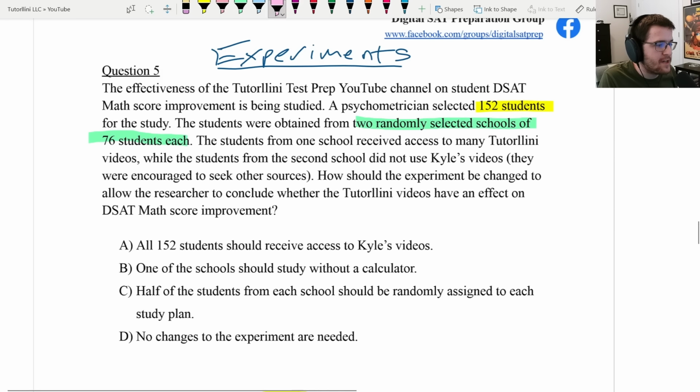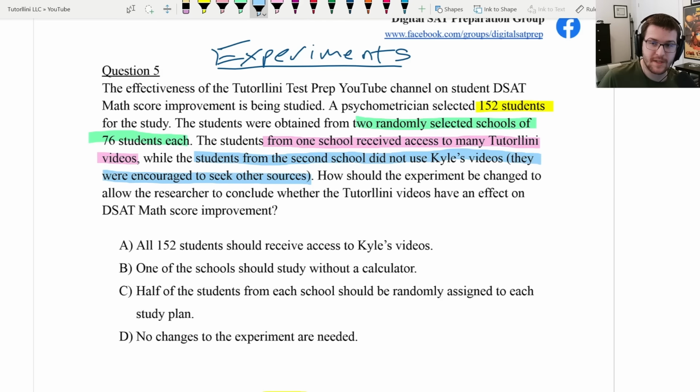And this is really important. It says the students from one school received 1 treatment. They got the videos. And then the students from the second school did not use Kyle's videos. They were encouraged to seek other sources. So they got 2 separate treatments, one for the 76 students from each school. So this is no good. We did not do random assignment. Essentially, what if the students selected from the other school just happened to be more advanced math students and it seemed like they did better?